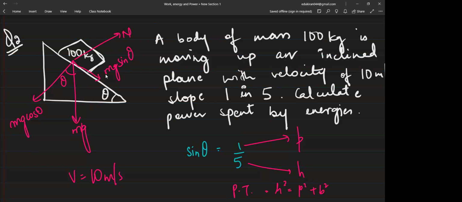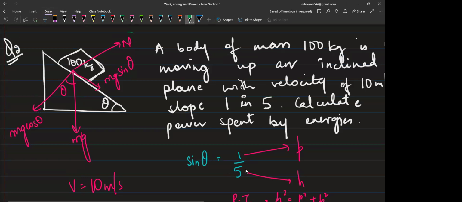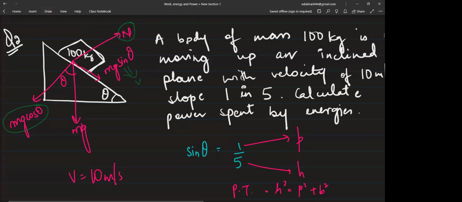Now this is providing the velocity. So mass 100 kg, and the power comes to 2000 watt, 2 kilowatts. This is the answer.